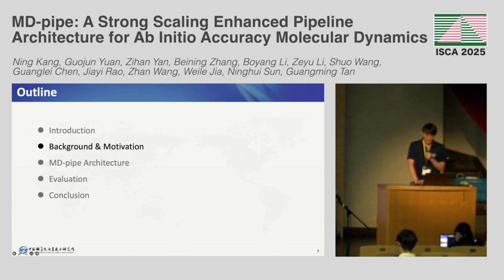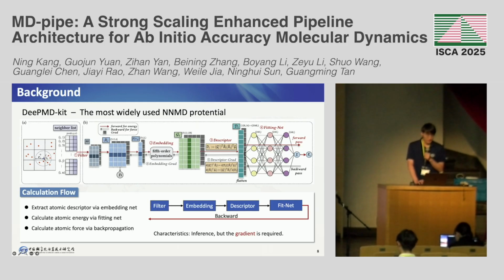Next is the background and motivation of our work. The DeepMD kit is currently the most widely used method for calculating NMD potential functions. In fact, its related work won the Gordon Bell Prize in 2020. Now, let me work through how the algorithm works.